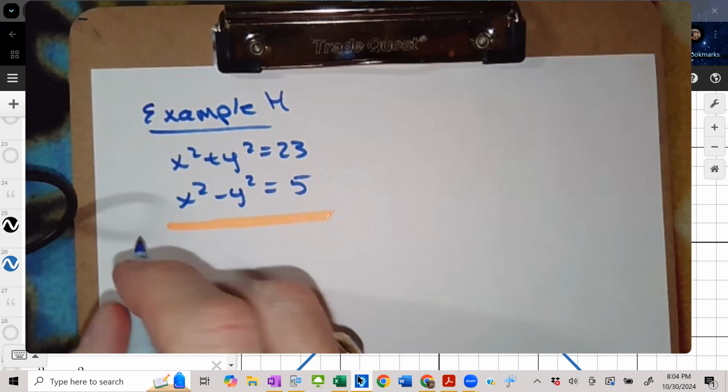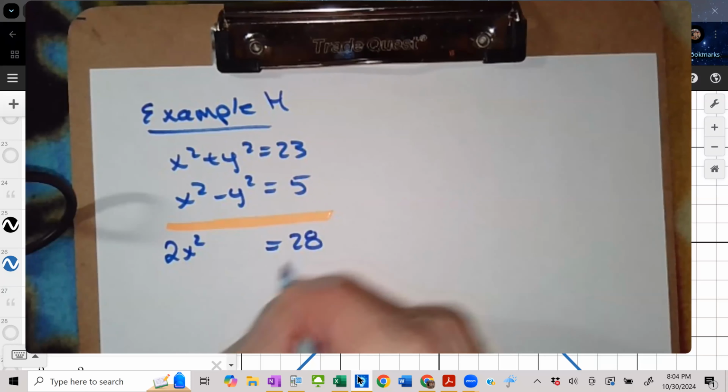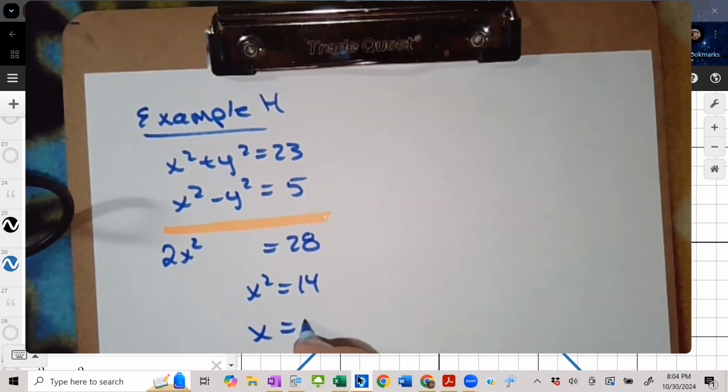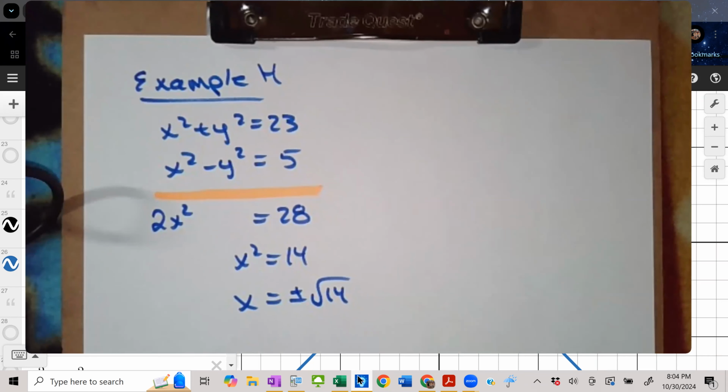Let's add both of these together. That's going to be 2x squared equals 28. So x squared equals 14. x is plus or minus the square root of 14. Okay. Now let's go through and find the y coordinate.